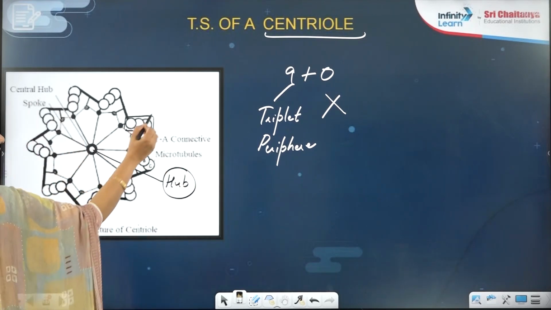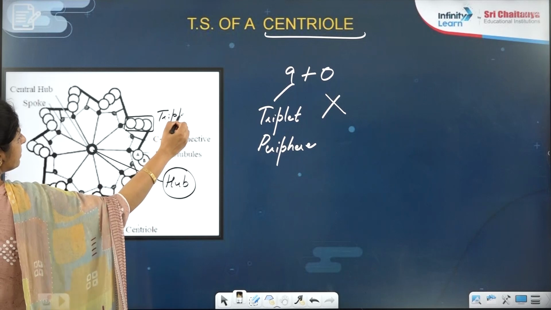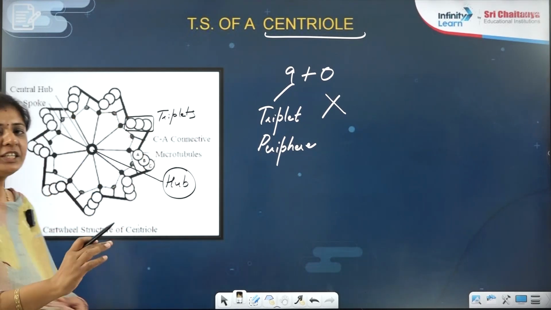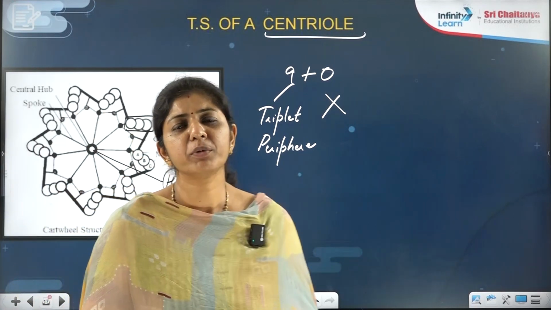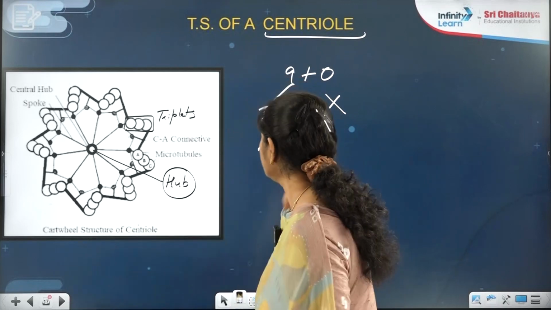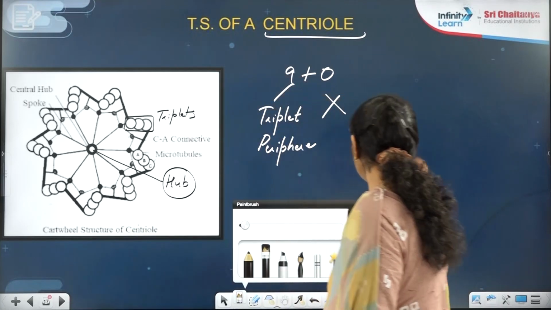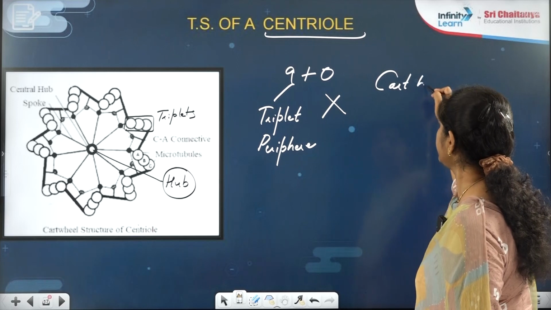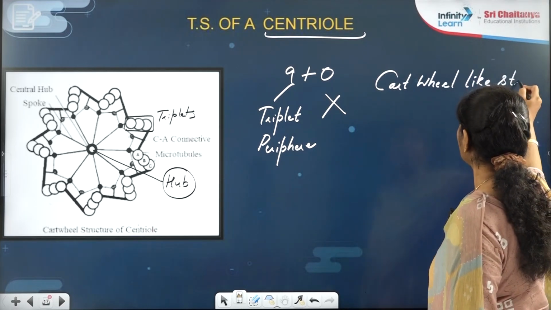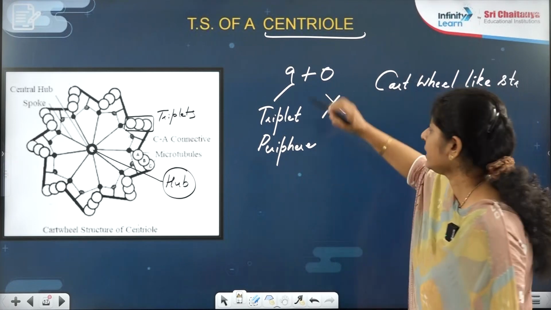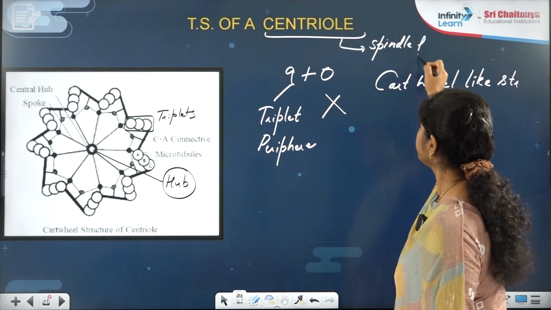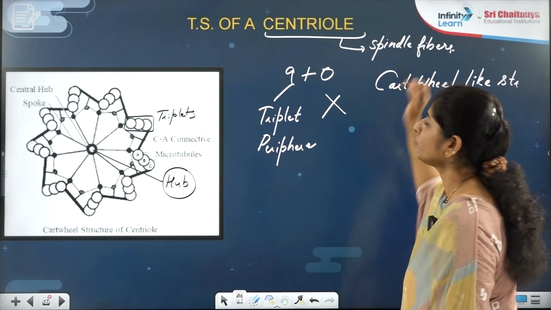Periphery, this is one triplet. How many triplets are there towards the periphery? 9 triplets are there. Means 9 into 3, 27 microtubules are there in one centriole. And this structure, you call it a cartwheel-like structure. And what is the function of the centriole? It helps in the formation of the spindle fibers during spindle formation.